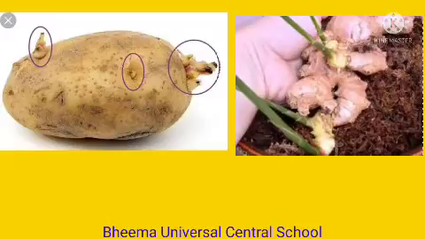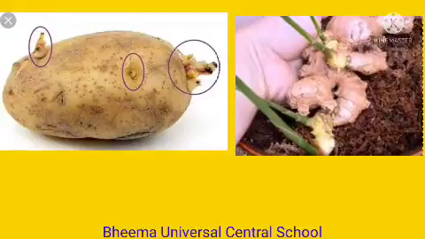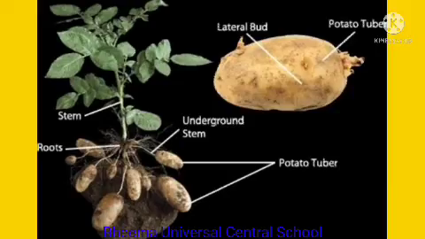Potatoes and ginger have eyes on them. If we cut a piece of potato having an eye on it and put this piece in soil, a new potato plant will grow out of it. Now we have seen this with the help of the experiment.